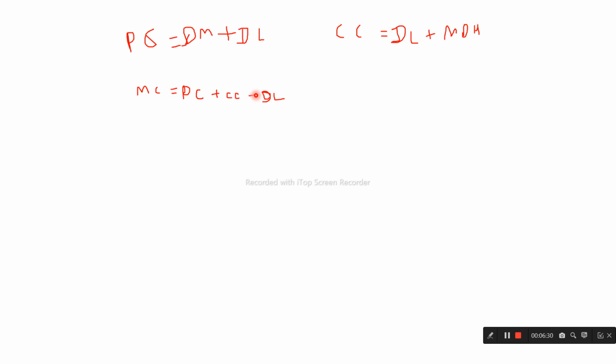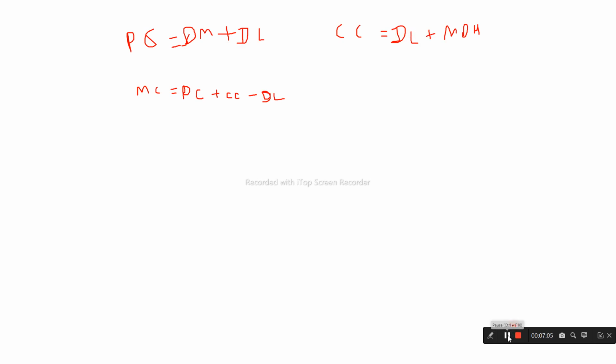So prime cost plus conversion cost minus direct labor cost is called total manufacturing cost, which gives us direct material plus direct labor, which is prime cost, plus conversion cost, which is direct labor and manufacturing overhead. However, we will eliminate this direct labor cost from it by subtracting direct labor. So manufacturing cost will remain as direct material, direct labor, and factory overhead, or manufacturing overhead, as a final formula.